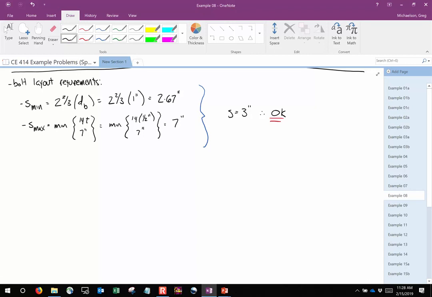Let's look at L sub E minimum. What is L sub E minimum? How do we find that? There is no formula for that. We have to look that up in the AISC Steel Construction Manual that every single person in this class brought with them, right?